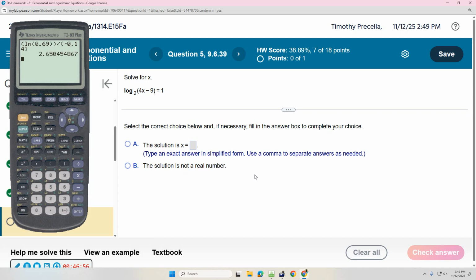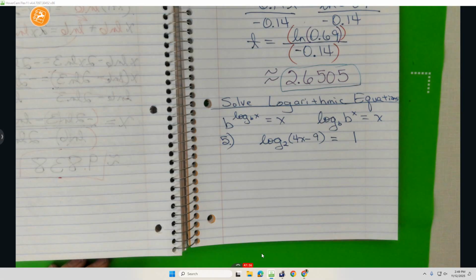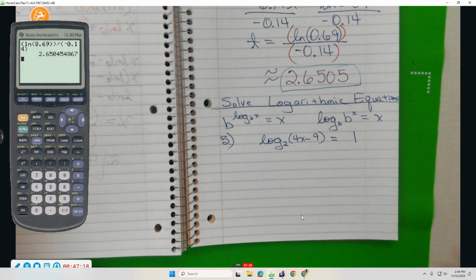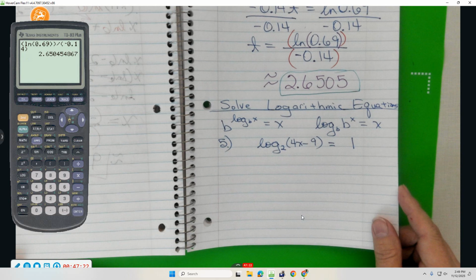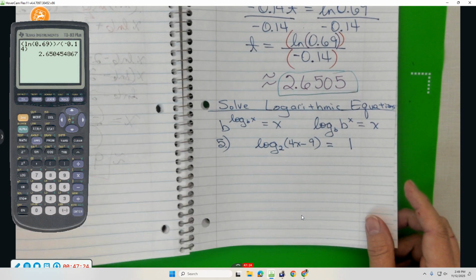Okay. Log base 2 of the binomial 4x minus 9 is equal to 1. Log base 2 of 4x minus 9 equals 1. And notice they didn't tell us that we're going to have to round our answers, so we're not going to be getting decimal approximations here.